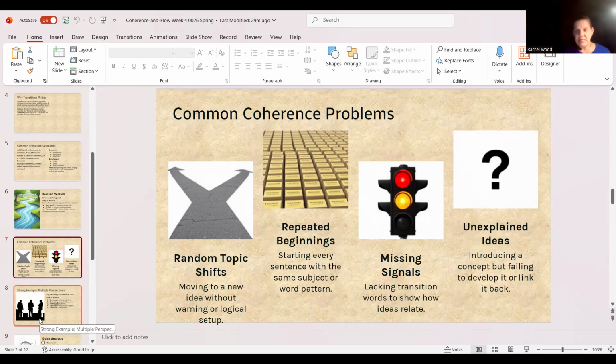The third thing that I see is missing signals. When you lack transition words, it fails to show how ideas relate and come together.